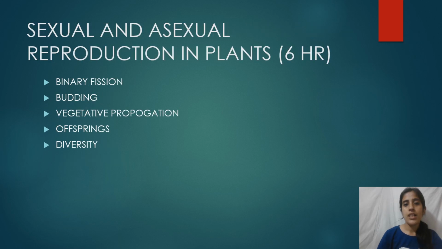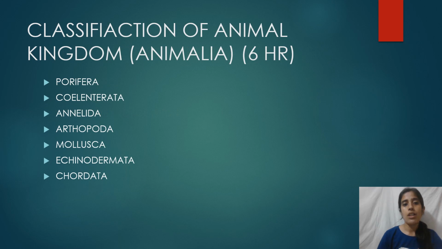Next is sexual and asexual reproduction in plants, which we have taken in 6 hours: binary fission, budding, vegetative propagation, offsprings, and diversity. Next is the classification of the animal kingdom, that is Animalia. We have taken in 6 hours Porifera, Coelenterata, Annelida, Arthropoda, Mollusca, Echinodermata, Chordata.